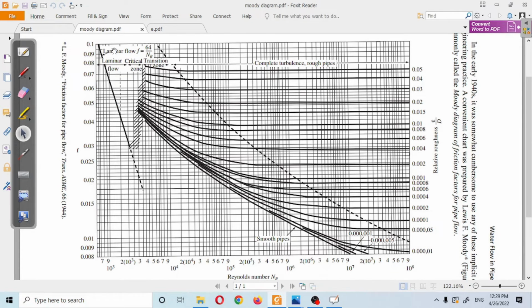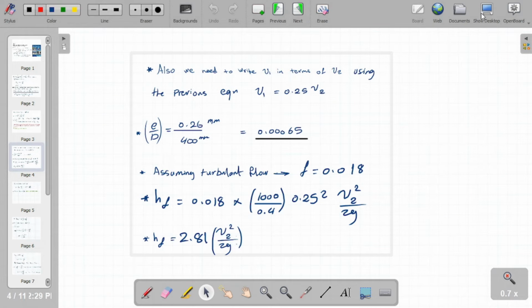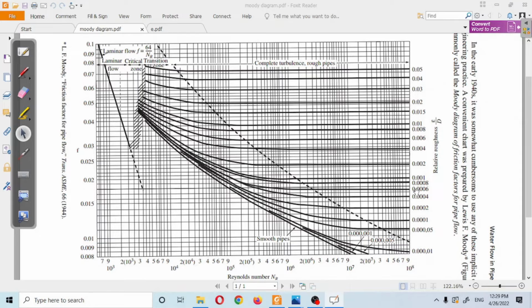If we take a look at the Moody diagram, we can see that when the E over D is 0.0065, it is somewhere in between both of these values. I'm going to assume it along this line. When we have turbulent flow, like you can see, complete turbulence in rough pipes, we can go straight. When we have turbulent flow, it really doesn't matter what the Reynolds number is. We're just going straight, right?